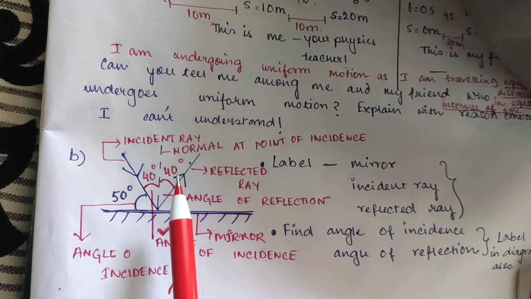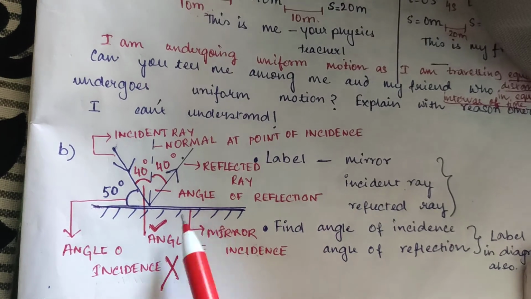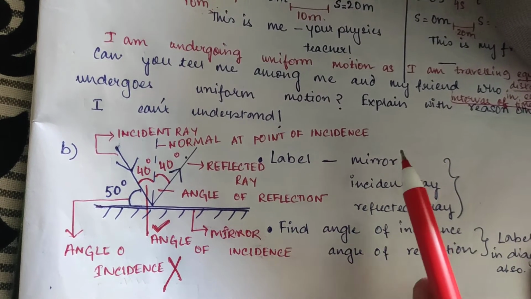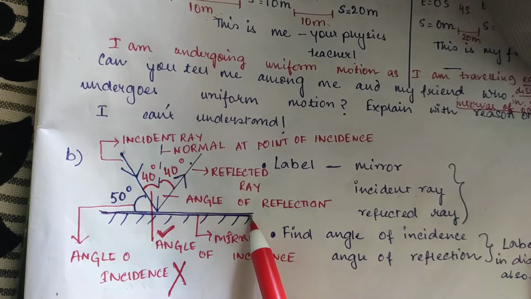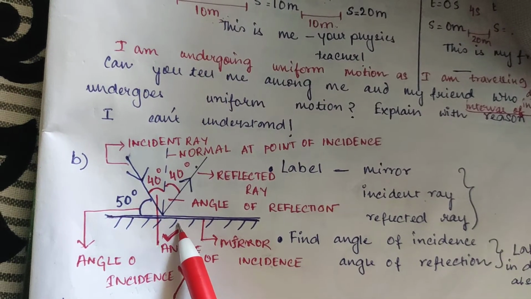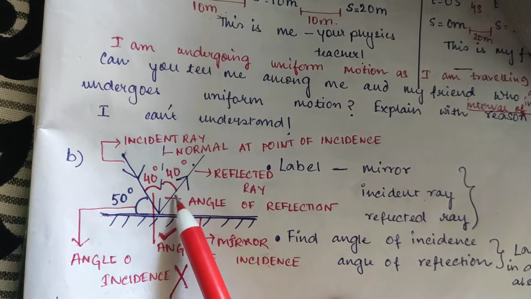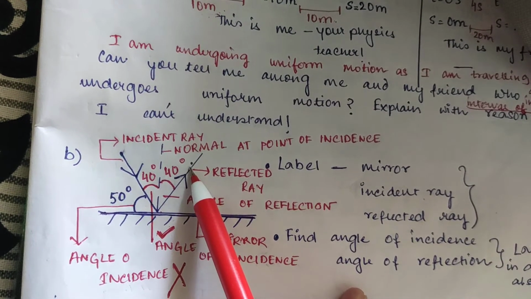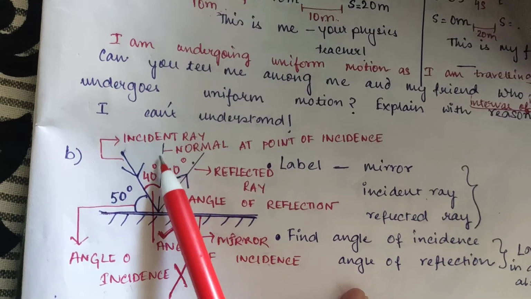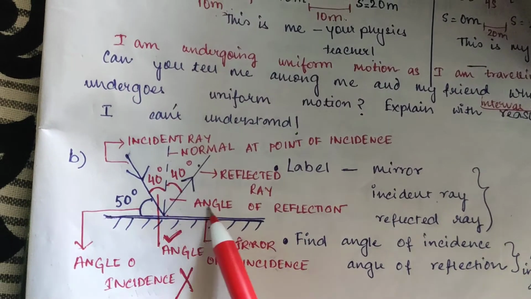Now the last question: the diagram was given in blue color. The question was given, and red ink I have used for writing the answers. Label the mirror. You all know this is the mirror. This is the incident ray because the light ray is falling on the mirror. It's falling on the mirror and it's reflecting back, so this is a reflected ray, isn't it? What is this? Normal at the point of incidence, an imaginary line drawn at the point of incidence, perpendicular to the reflecting surface.